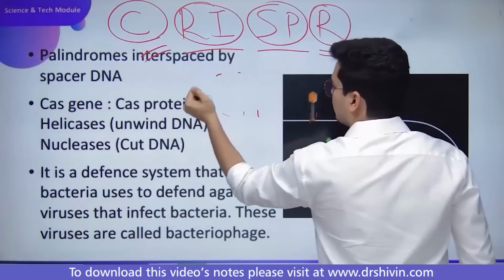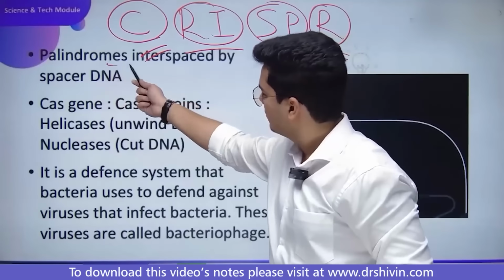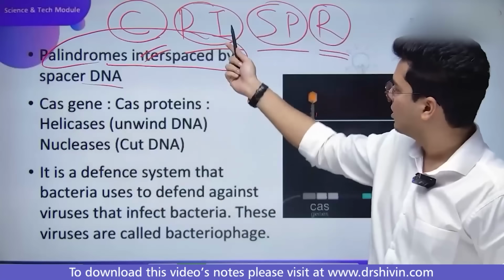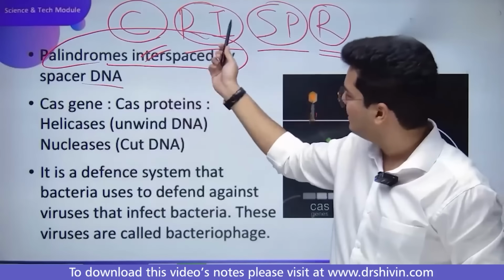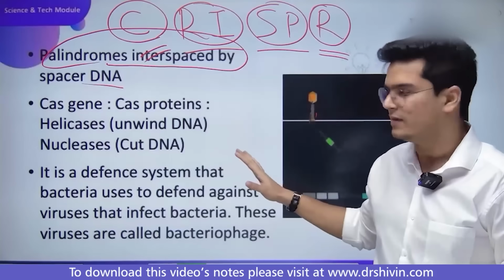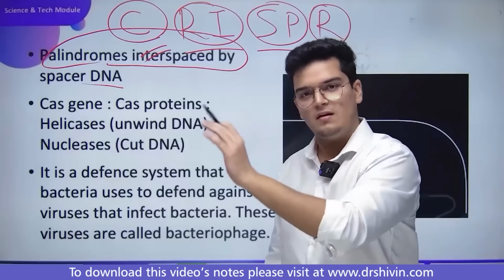Now, how does this work? Cas gene, this is palindrome interspaced by spacer DNA. Regularly interspaced है ना, तो interspaced जो चीजें हैं उसे हम कहते हैं spacer DNA. We will see all of that. The Cas gene is CRISPR associated protein 9.